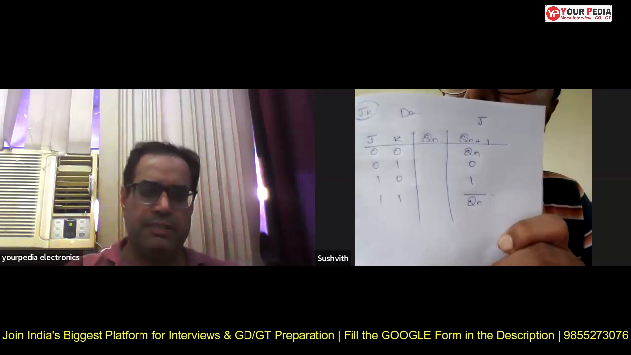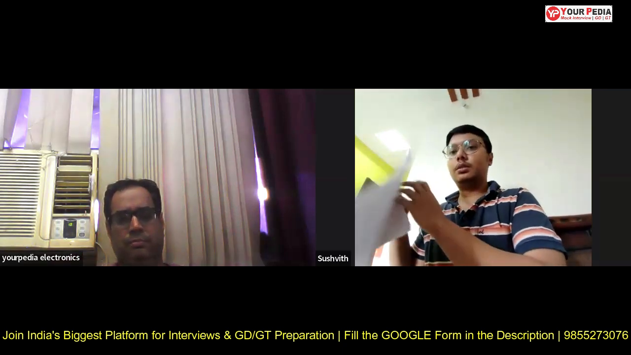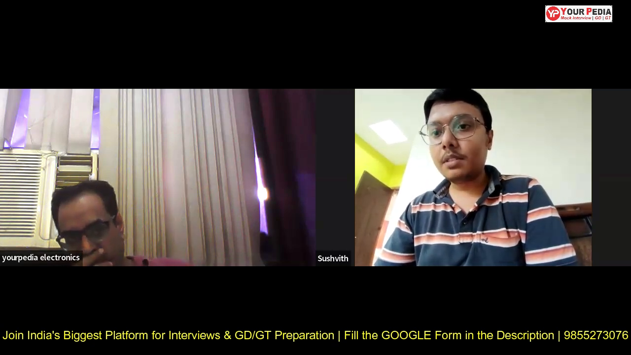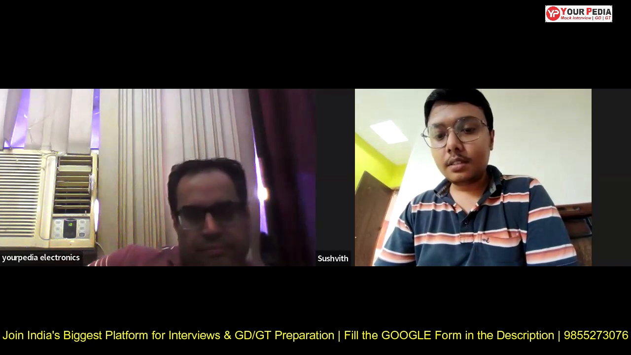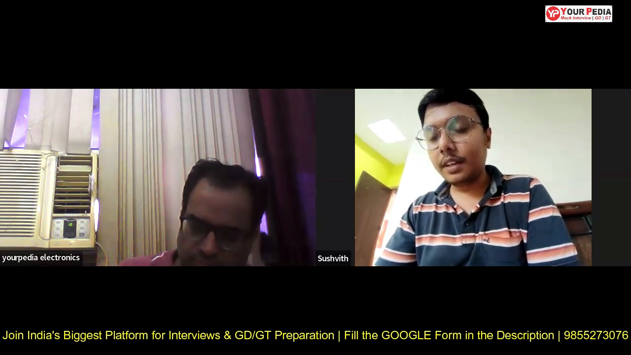Sure. Okay, so what is this race around condition here? So the race around condition occurs if the input changes multiple times while the clock is enabled. If any input changes in the enable clock, the output also changes accordingly. This is not the required condition we want. The output should not change with any change in the input.